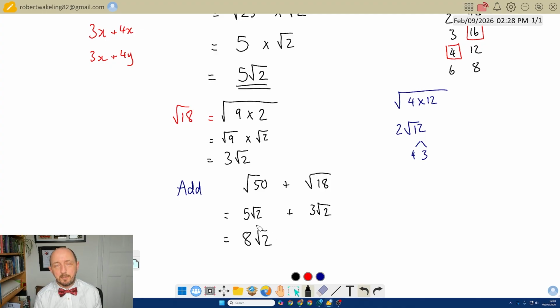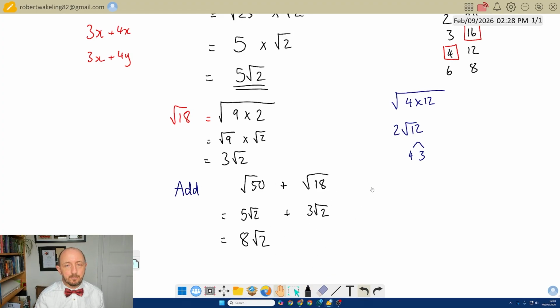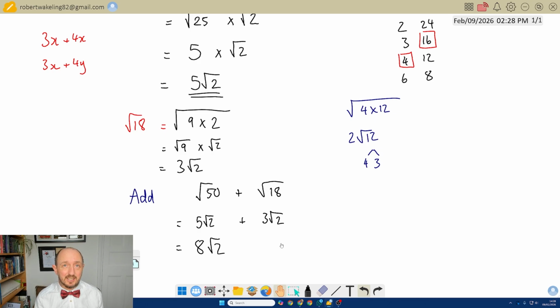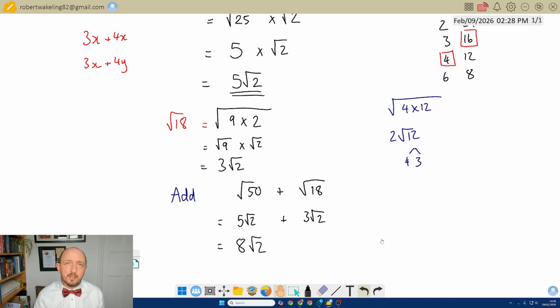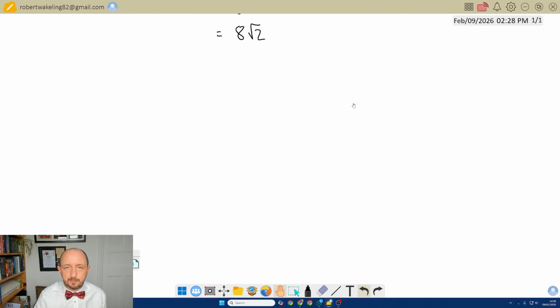You've got 5 of them, add another 3, you've got 8 root 2's. So adding and subtracting, we have to make sure it's actually the same root. And in the calculator papers, you'd be able to check this anyway. Your calculator will simplify for you. It will add these together, but you obviously need the working out to go with it.